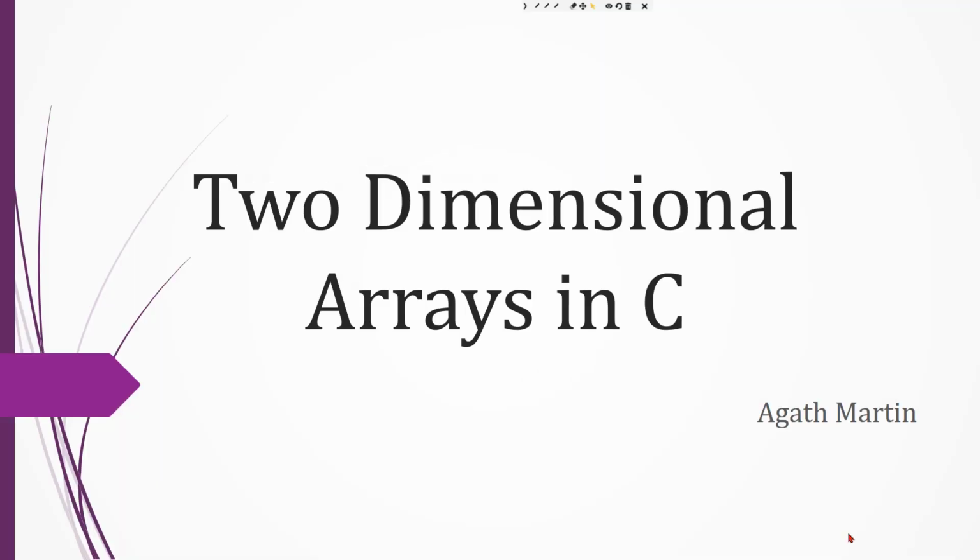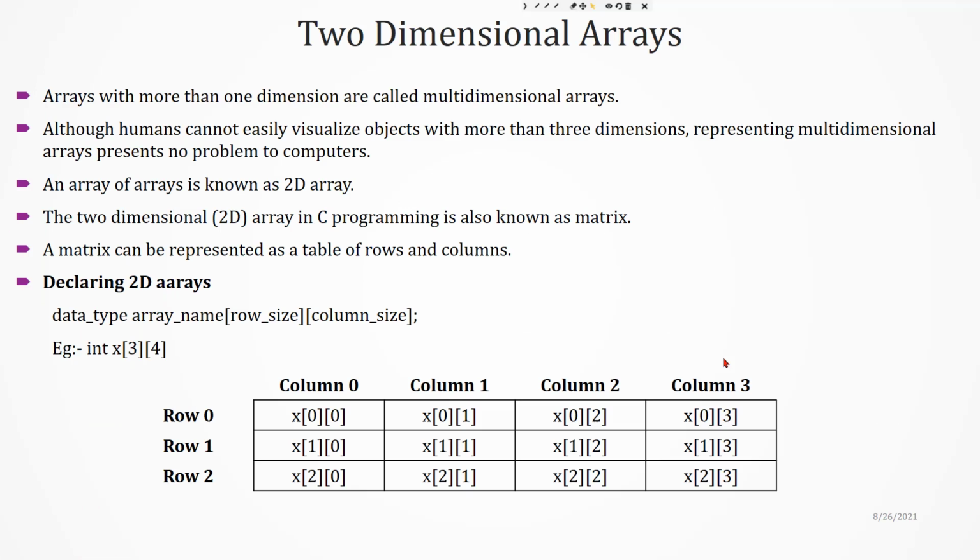So we are moving to a new topic, an interesting topic. Listen carefully. Two-dimensional arrays in C. What we have studied so far is the one-dimensional array. Arrays with more than one dimension are called multi-dimensional arrays. Although humans cannot easily visualize more than 3 dimensions, representing multi-dimensional arrays presents no problem to computers.